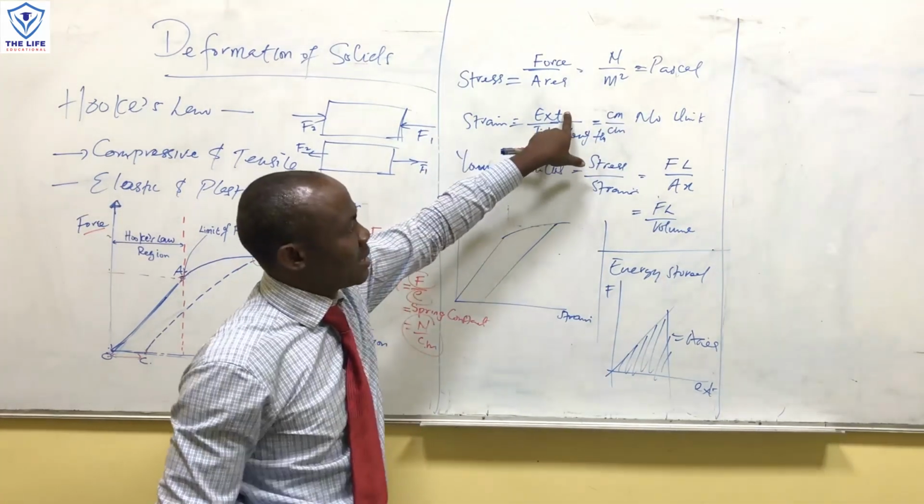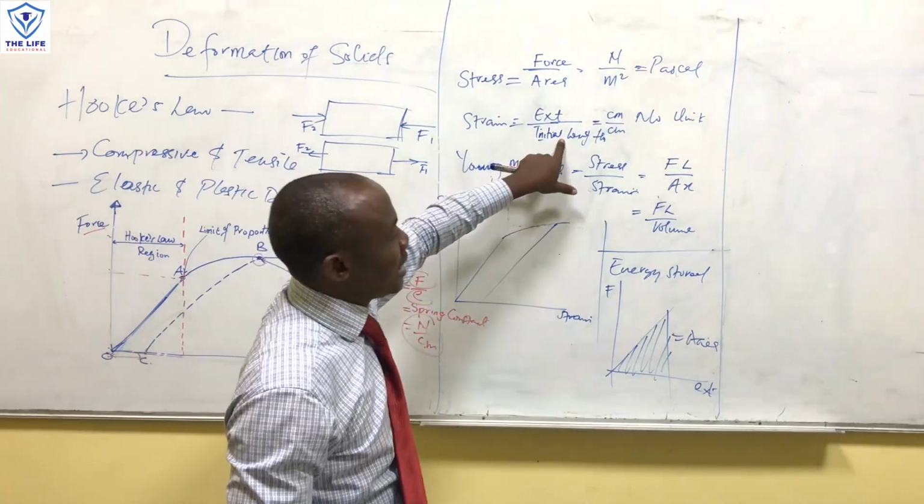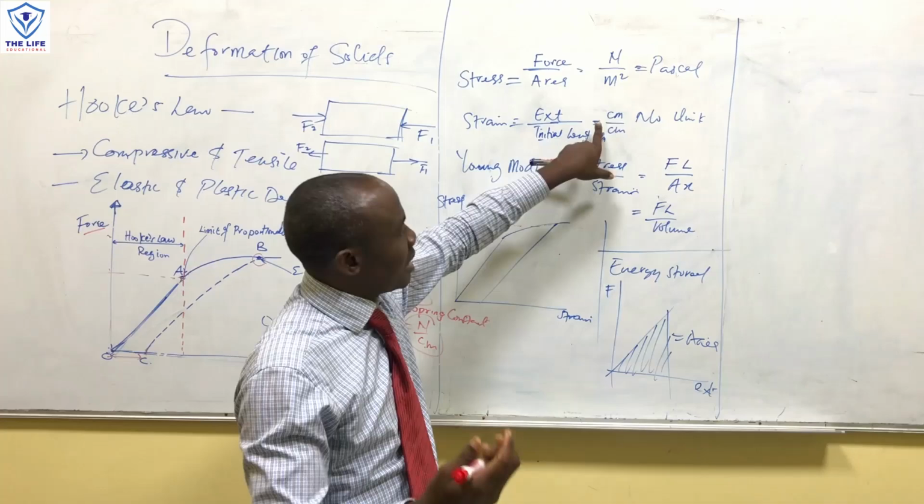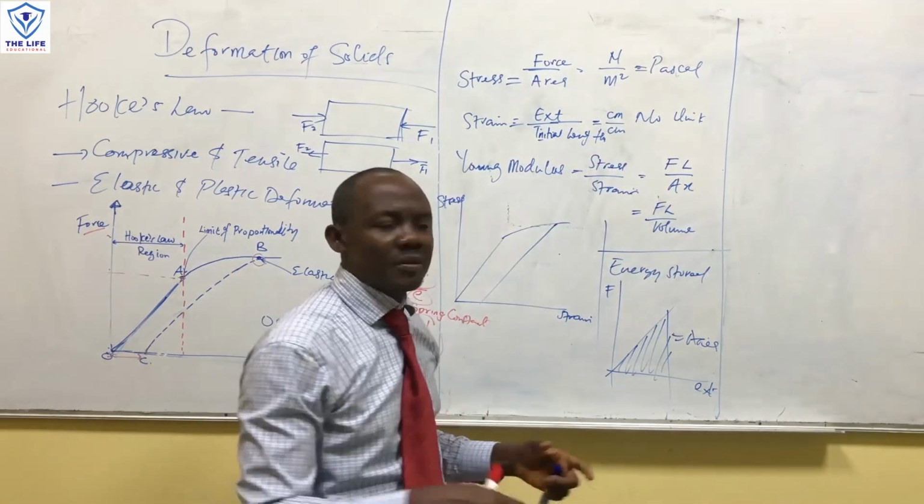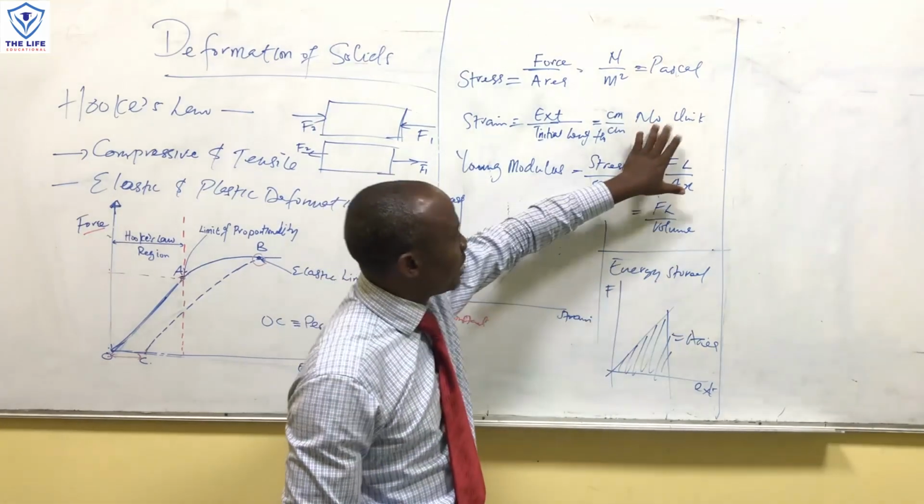Strain is the ratio of extension, meaning the increase in length, divided by the initial length. Strain has no unit because we have extension in centimeters or meters, and initial length in centimeters. So strain is referred to as a dimensionless quantity in physics. Okay, it has no unit.